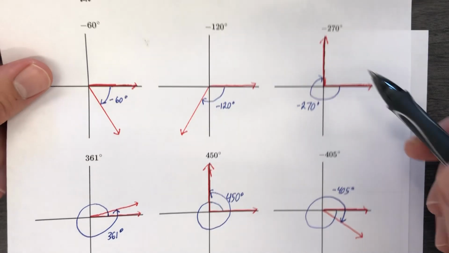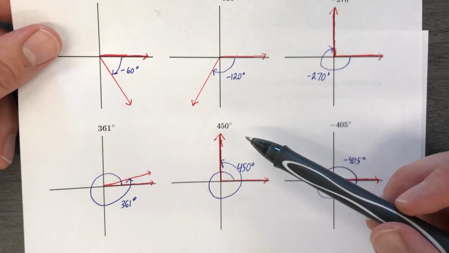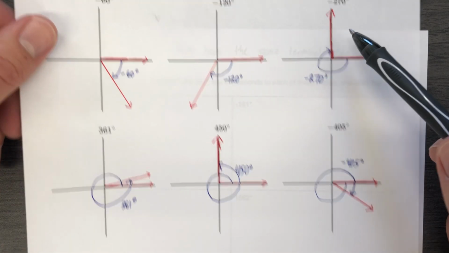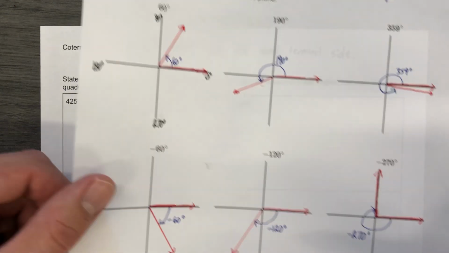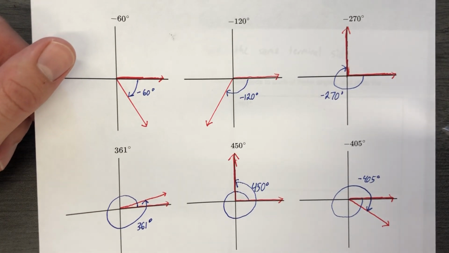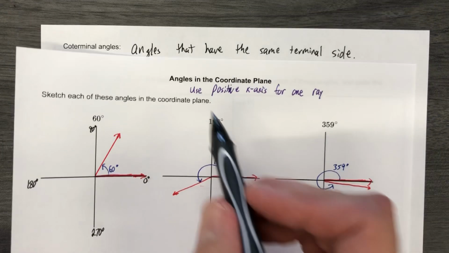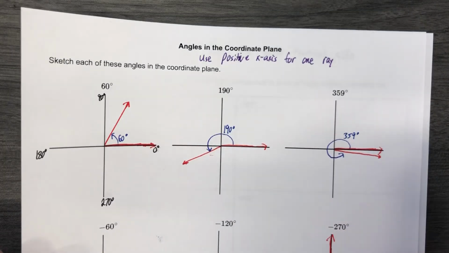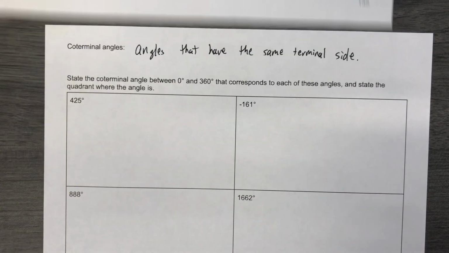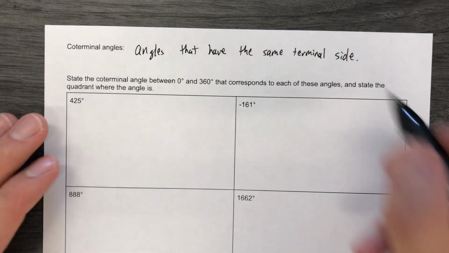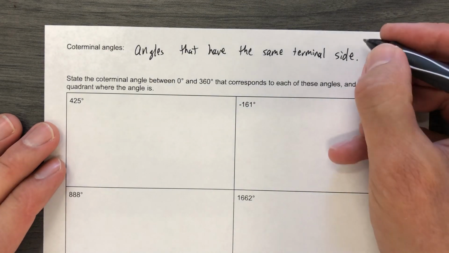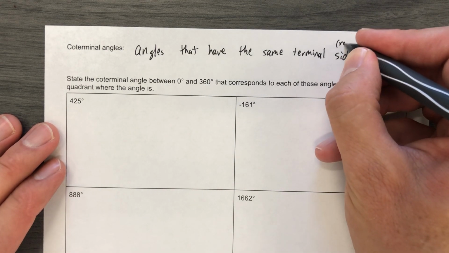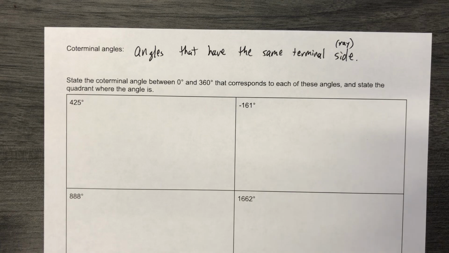Notice that we had a negative 270-degree angle and a positive 450-degree angle, which was the same as a 90-degree angle. They're all coterminal. They end on the same side. They all start here with the positive x-axis for one of the rays, but we're going to end on a different side. So I could say the same terminal side, or I could say the same terminal ray, if we're going to get a little more mathematically specific with that.